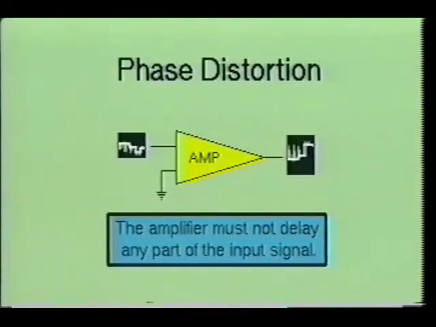Phase distortion, on the other hand, will occur when certain bands of frequencies require different amounts of time to pass through an amplifier. Even though the sine wave consists of a single frequency, other more complex waveforms are derived by mixing the sine wave with even or odd harmonic waves of the sine wave. For the amplifier to produce an exact reproduction of the input signal, it must not delay any part of the signal, or the signal will become distorted.